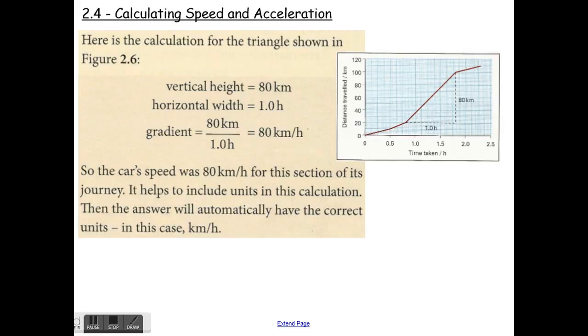You just look at the gradients. That's it. Nothing we haven't done already. We've done this in math, we've done this in algebra. So this finds speed. When you have a distance-time graph, the gradient is equal to speed.